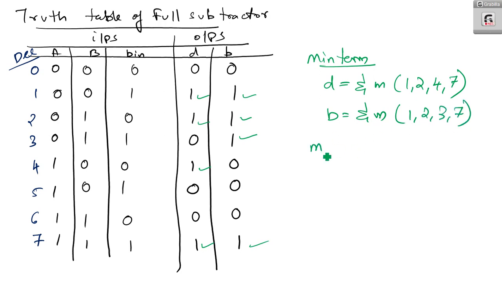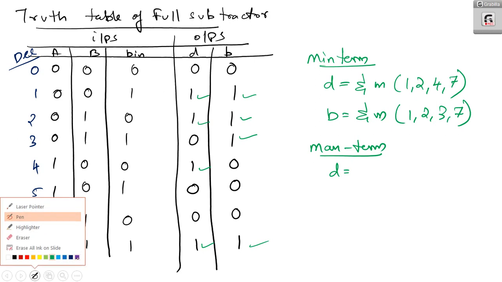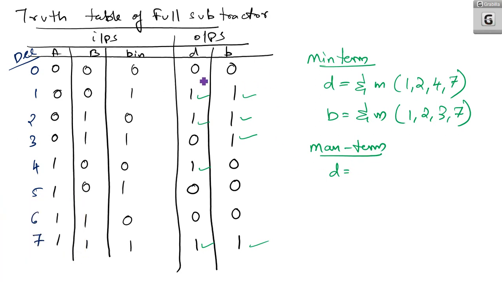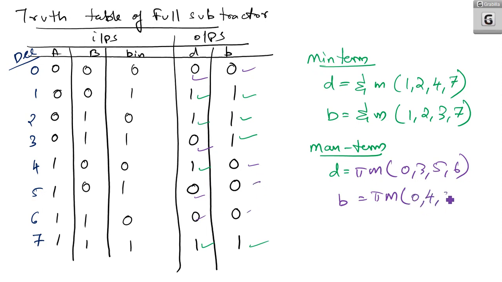Now to write the maxterm expressions, I will go with another color. Difference, what will I get? Pi M 0, 3, 5, 6. And borrow, you will get it as Pi capital M 0, 4, 5, 6. Now you got the minterm and maxterm expressions of this full subtractor.